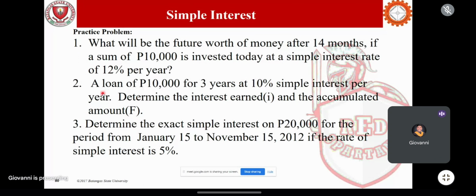So, for number 2 and number 3, please try to solve this on your end. Then we'll discuss. I'll call someone to give their answer. So, try to solve this until 3:45. Thank you.